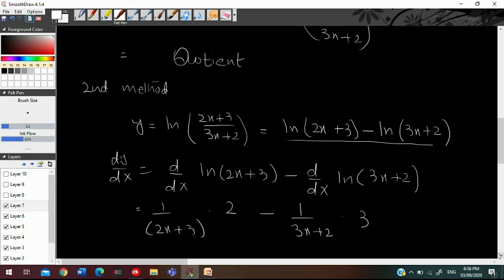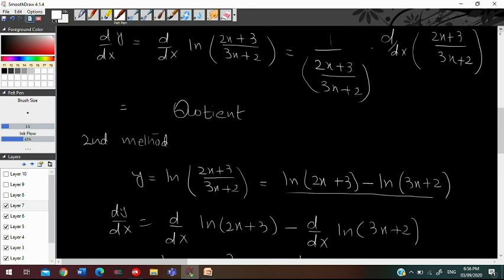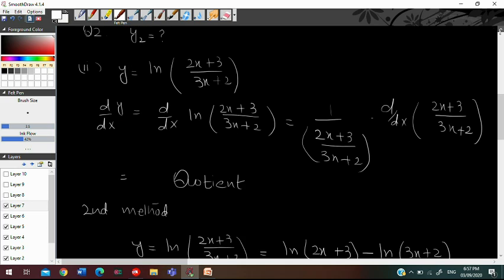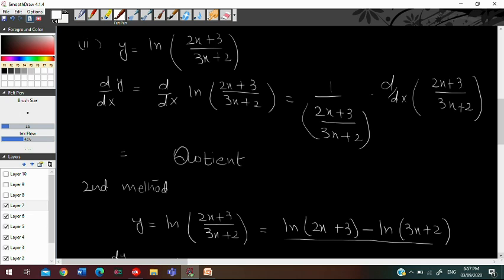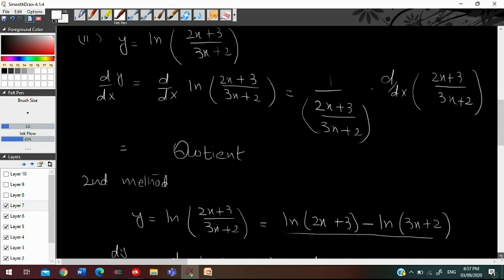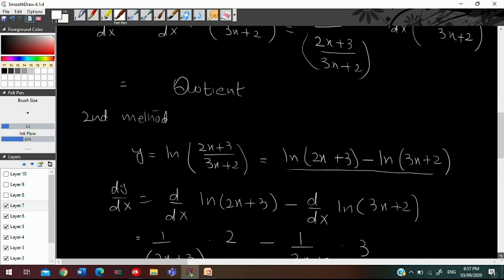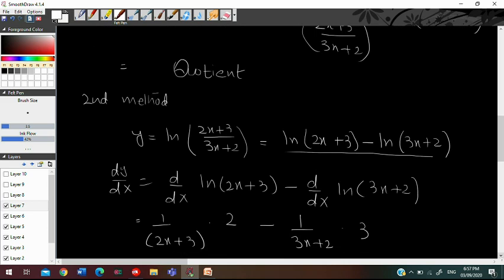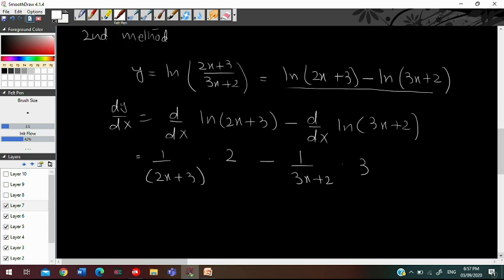This calculation is easier as compared to the other calculation, because there we have to apply the quotient rule, and the calculations through this quotient rule become a little complicated. But if we apply this second method, it is simpler.